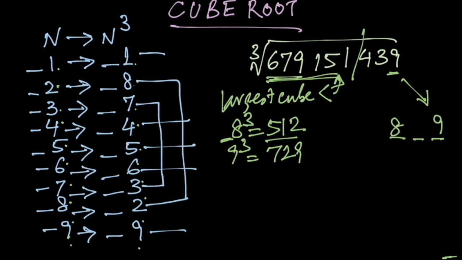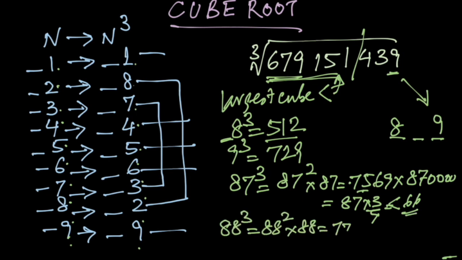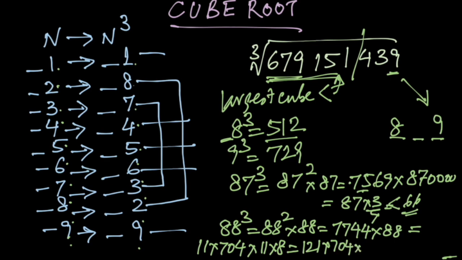Now we have to find the number in the middle. So we take the cube of 87. Without doing the full calculation we realize that the cube of 87 must start with something less than 66. Now let's check 88 cube. Without doing the full calculation we realize that it will start with 68, which is more than 67 here. So our answer is going to be 87.